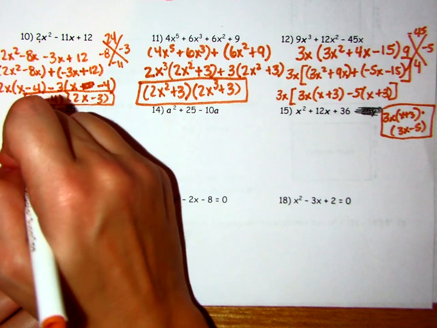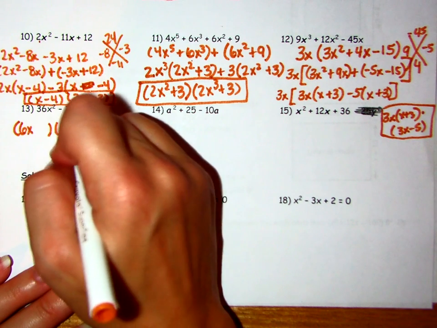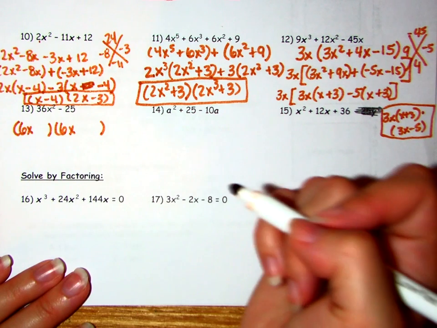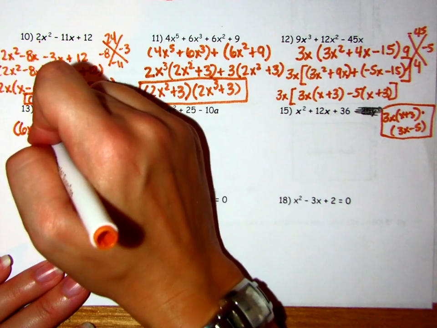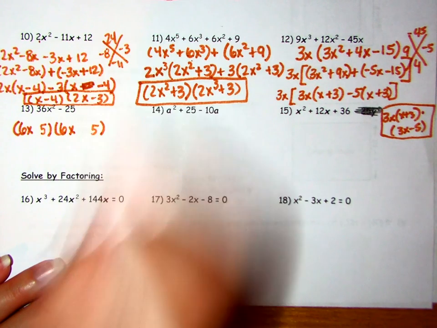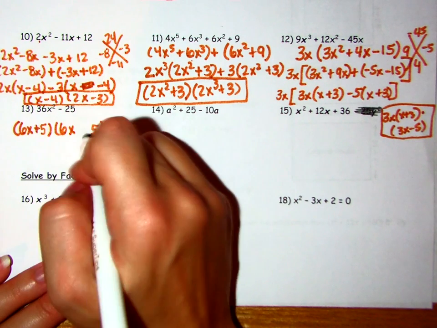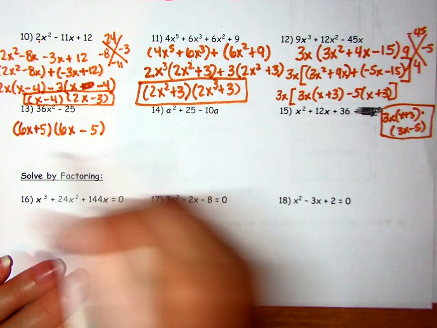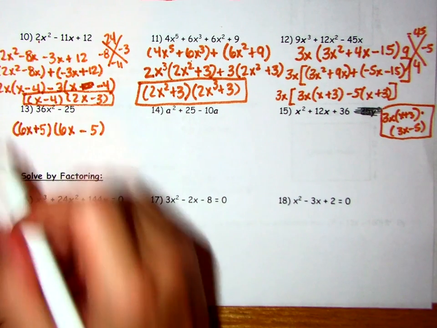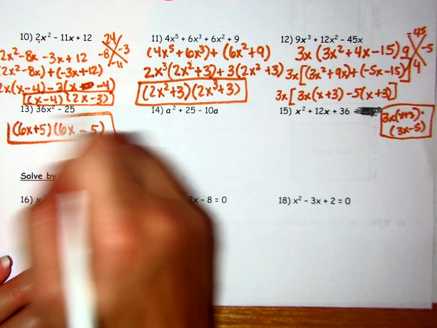36x squared. So 6x times 6x would give me 36x squared. And then 5 times 5 would give me 25, where I make one positive and one a negative, and that was how we would get rid of our middle terms, so this would be our final answer.